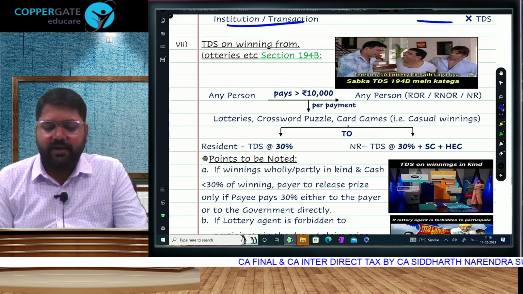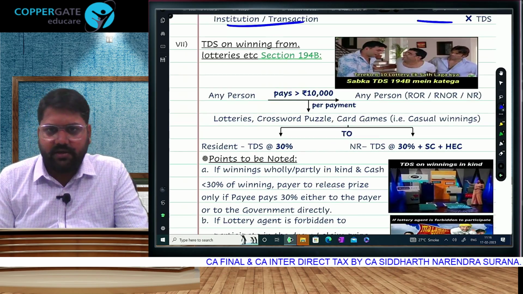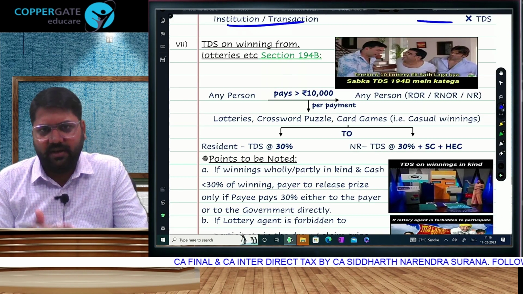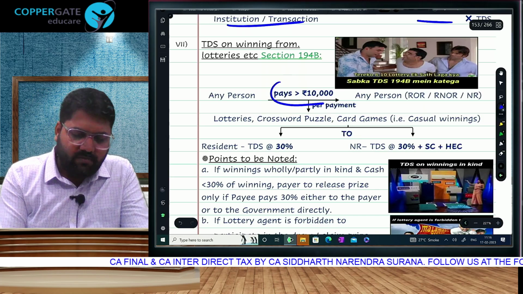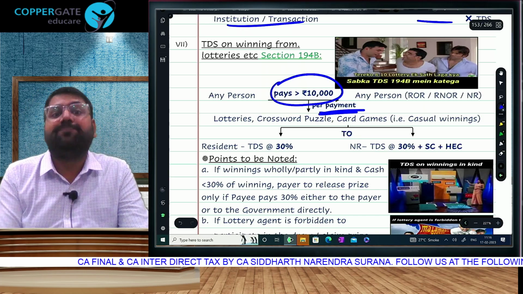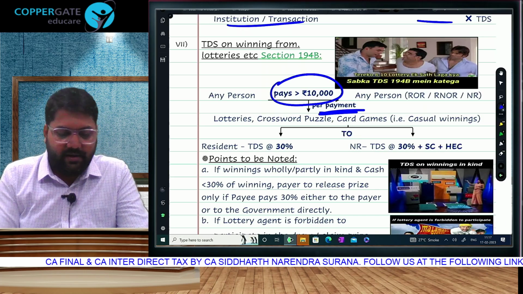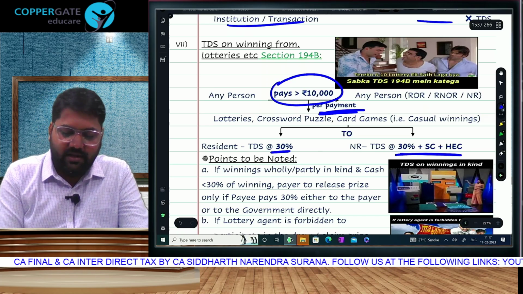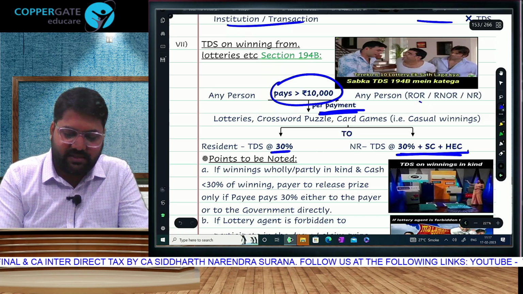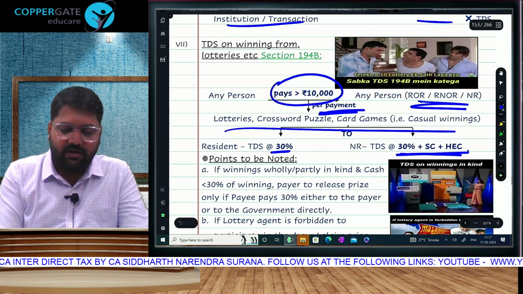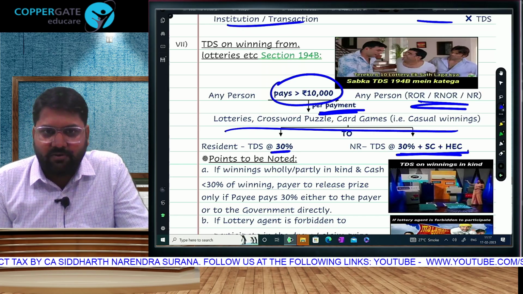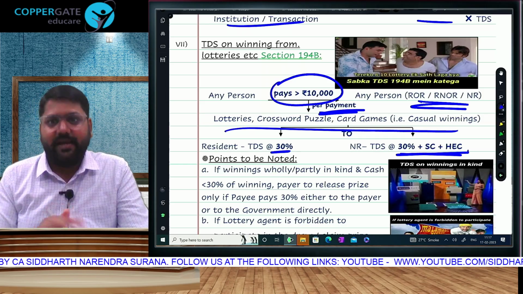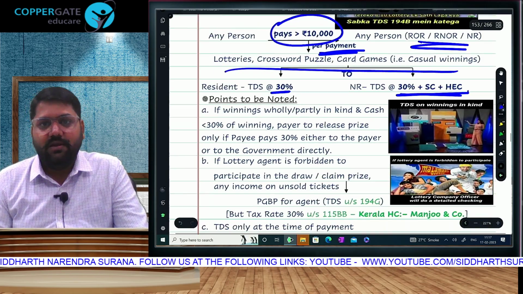Next, 194B, lottery. Whenever any person wins from lottery, crossword puzzle, casual winnings, whenever you are paying more than rupees 10,000, this is per payment. If payment to resident, then 30%, non-resident, then 30% plus SC plus HEC, but all payees are therefore covered. Any casual winnings payment of 10,000 or less is also taxable, but TDS will come only if it is more than 10,000.